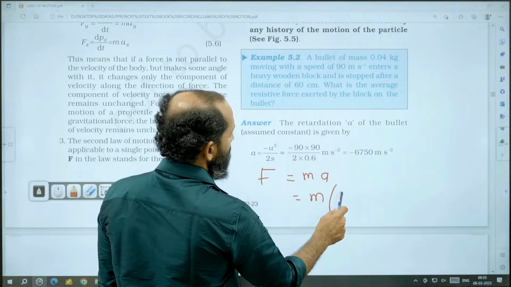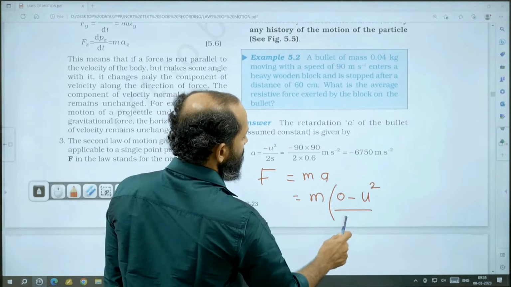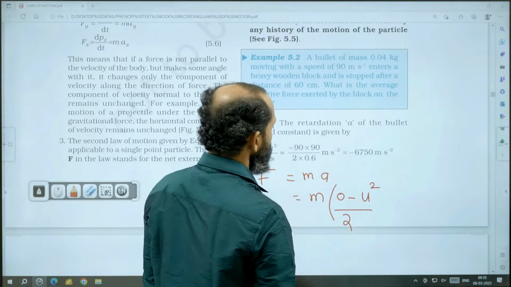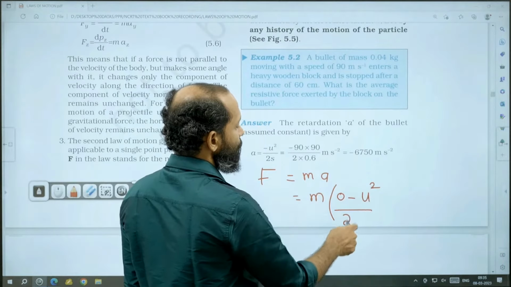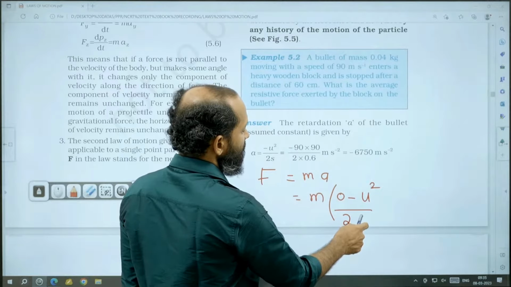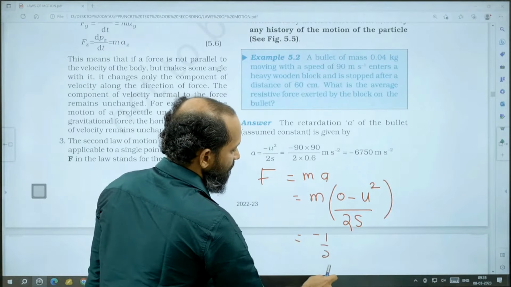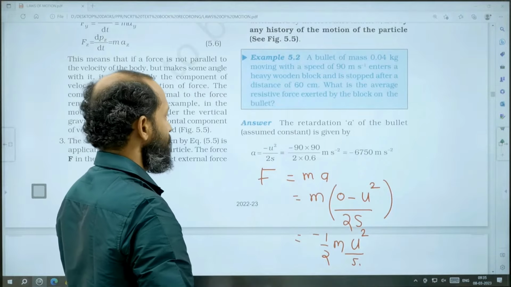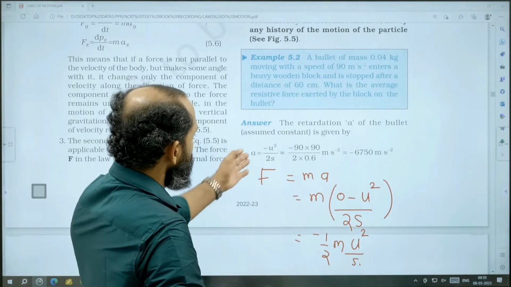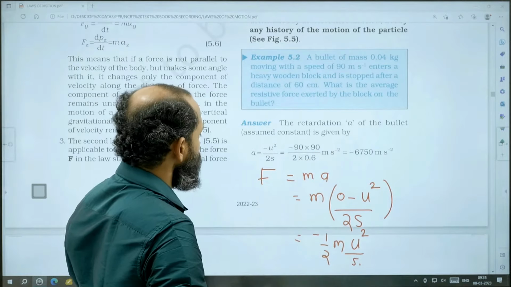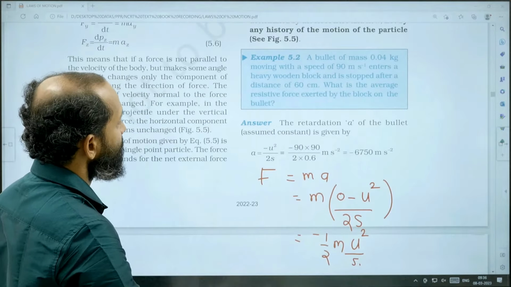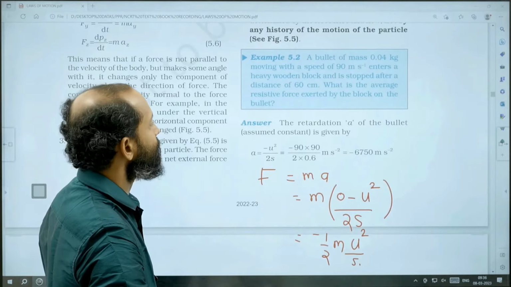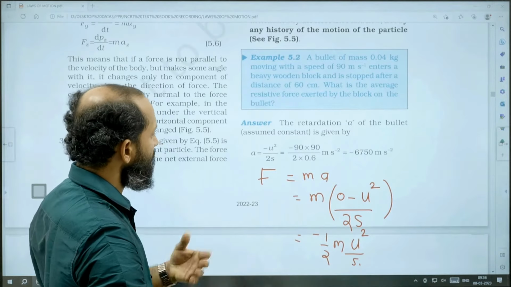Since it came to rest, use the kinematic equation, assuming acceleration is a constant: 0 minus u square, that is v square minus u square by 2s, so the force is minus half m u square divided by s. Direct substitution. You can also independently find the acceleration. It's a very important question, and that force is a retarding one. Why do we choose average resistive force? Resistive force is not a constant over the interval of time for which it is stopped. So we get the average force.